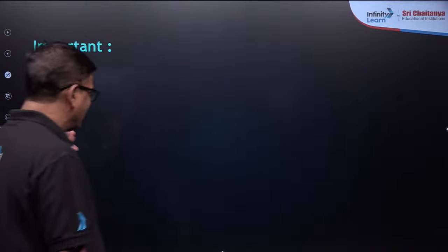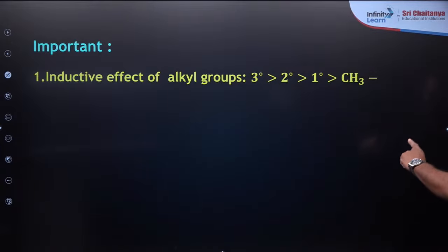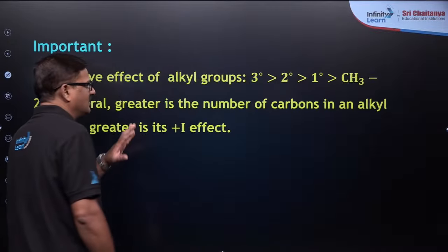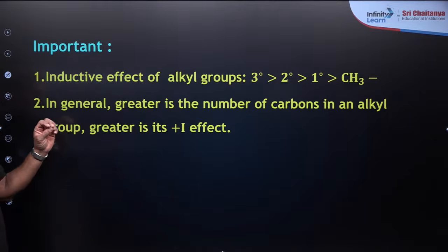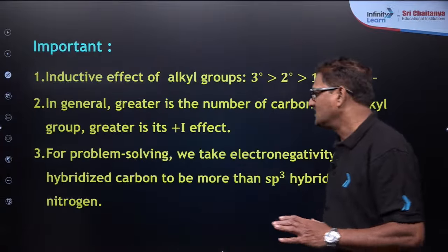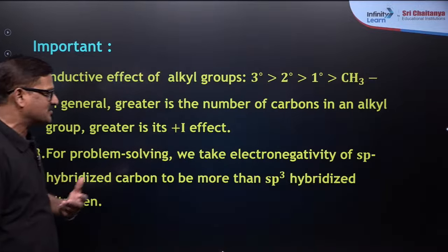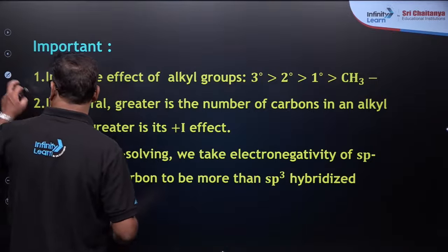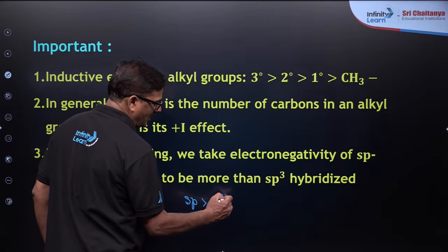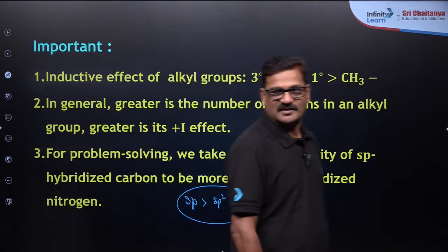So let's talk about, it is very important here, the inductive effect of alkyl groups. Tertiary is greater than secondary, is greater than primary, is greater than methyl group. ठीक है बेटा? And in general, the greater the number of carbon atoms in the alkyl group, the greater is the positive inductive effect. Fine. And for problem solving, we take the electronegativity of sp hybridized carbon to be more than sp3 hybridized carbon, and electronegativity का जो order है ना, sp is greater than sp2 is greater than sp3. ठीक है? That's very important.